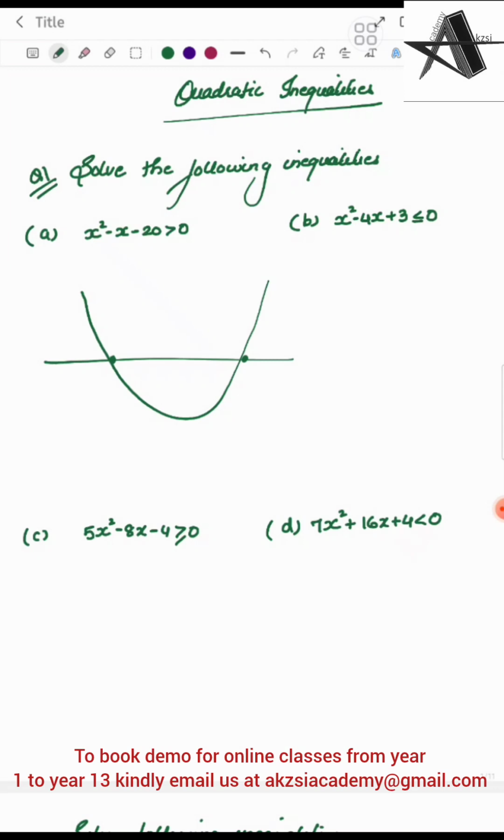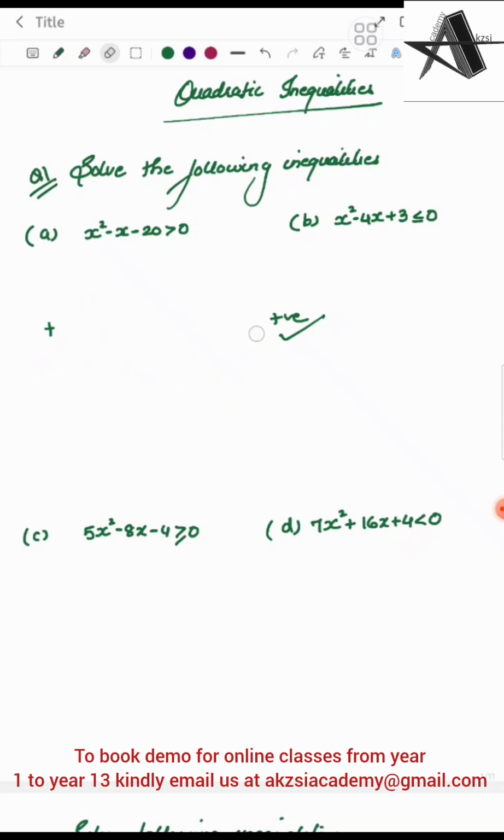This curve is divided into three different regions. This is a positive region, this is a positive region, and this is a negative region. If your inequality is greater than or greater than equals to, we'll choose the positive region. And if your inequality is lesser than or lesser than equals to, we'll choose the negative region.